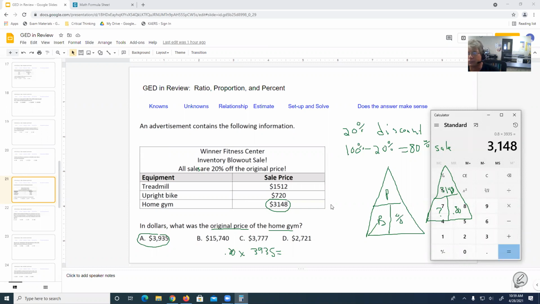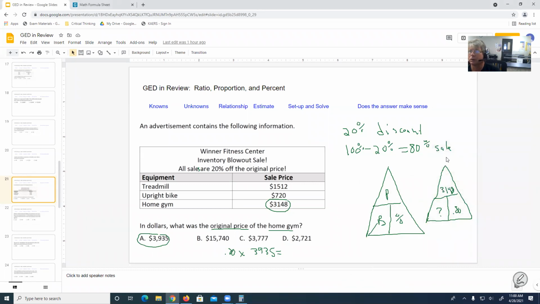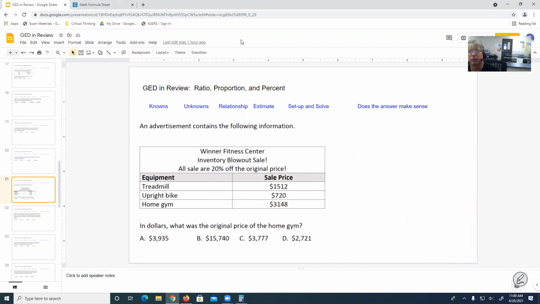Okay. So again, since I'm not real strong with percentage math, these answers are hard to narrow down. So take advantage of that triangle model when you can. It can really help out with some of these percent problems.